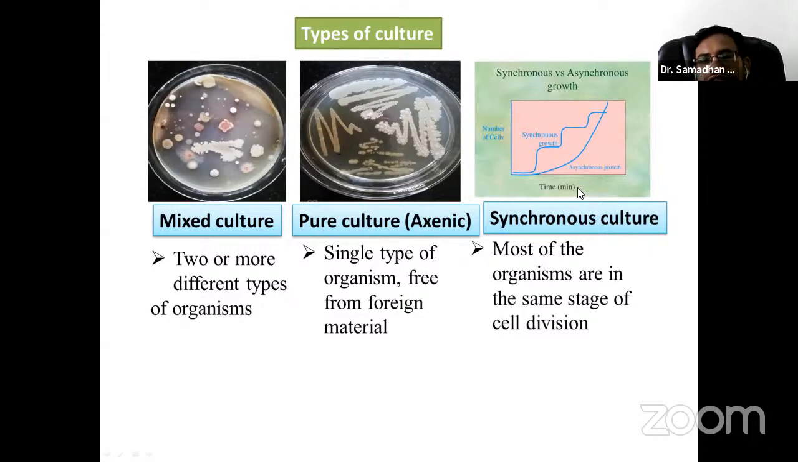Another is synchronous culture. Synchronous culture is where most of the organisms are in the same stage of cell division. Like you can see here this curved line and a straight line. This curved line means they are in the same stage of their growth cycle, so it is called synchronous culture. While asynchronous culture means it is not in the same stage of cell division.